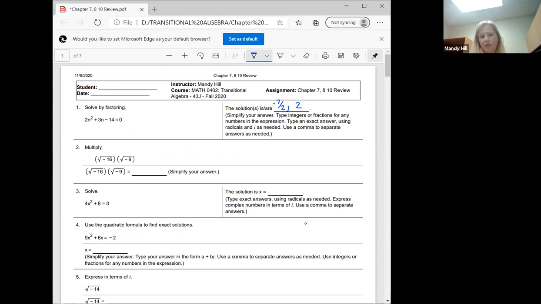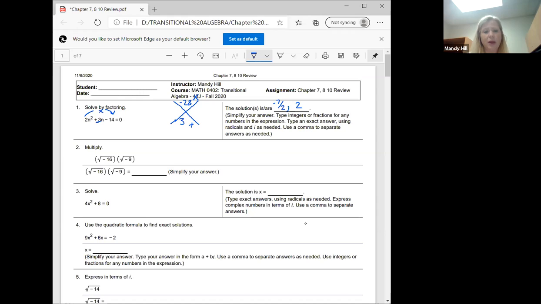Another way to do this without the graphing calculator, and I'm going to go into this because I know there are some people that may not have that app on their calculator: if there's a number in the front, you would take the number in the front and multiply it by the number in the back. 2 times -14 is -28. And then our middle number here is 3. So we're really looking for 2 numbers that multiply to give you -28 and add to give you 3. Okay, so you have to kind of brainstorm that.